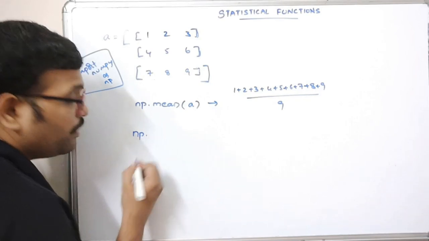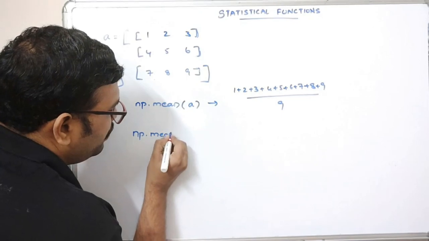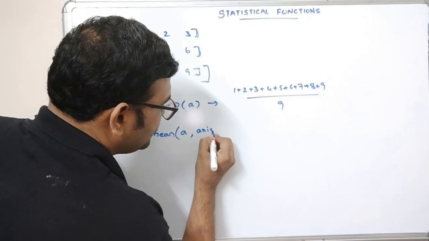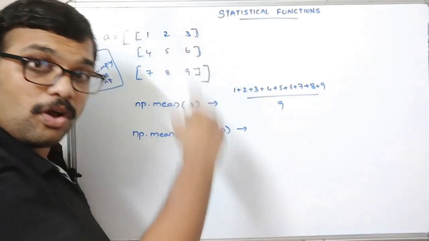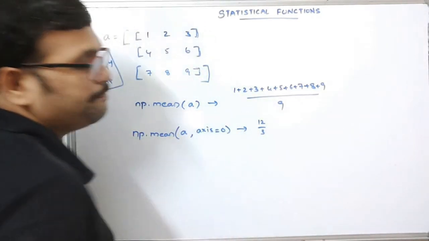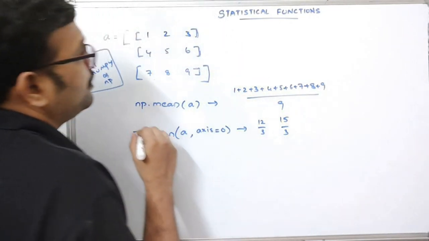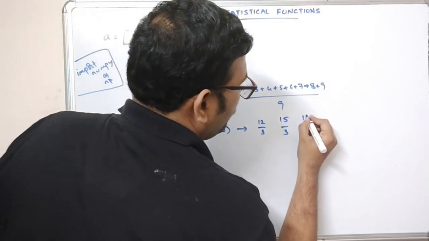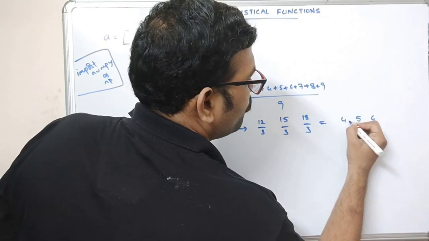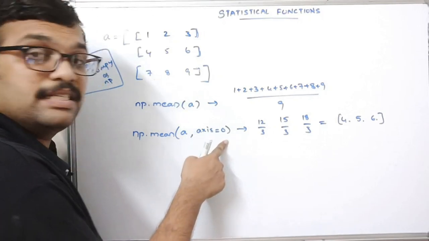And we can also find the mean with the help of axis, right? So np dot mean, we have to pass the array as a parameter, and the next parameter is axis. So axis is equal to 0. 0 means column operations. So 1 plus 4 plus 7, so 5 plus 7, 12 divided by 3. Similarly 2 plus 5, 7 plus 8, so 15 by 3. 3 plus 6, 9 plus 9, 18 by 3. So the result will be 4 dot, 5 dot, 6 dot. This will be the result for finding the mean along axis 0.